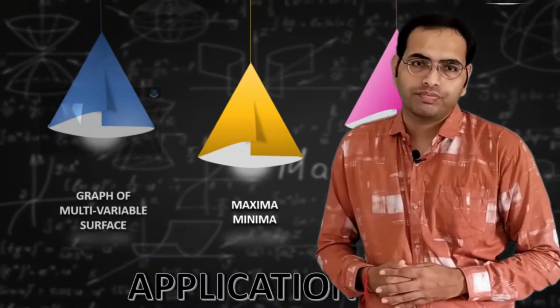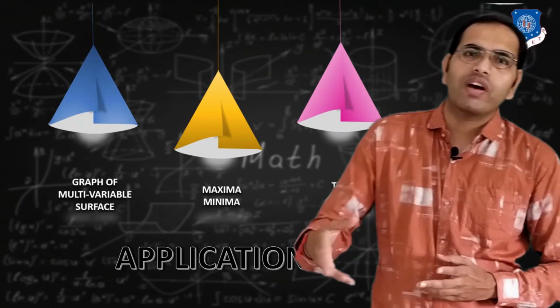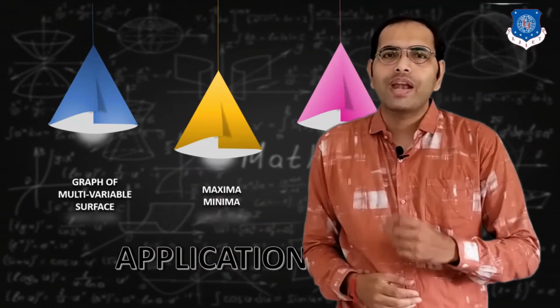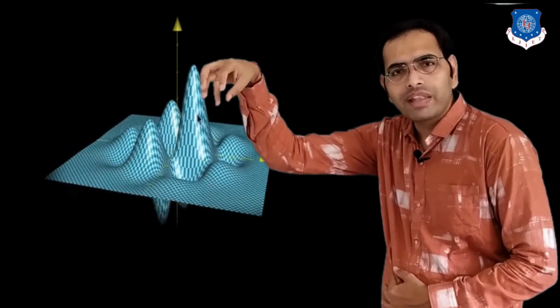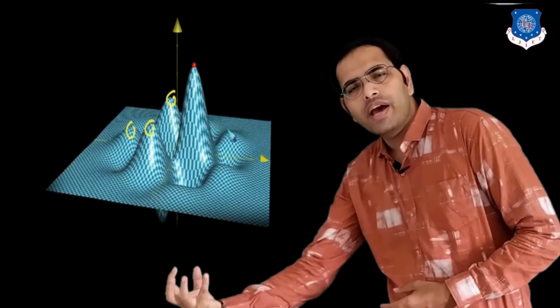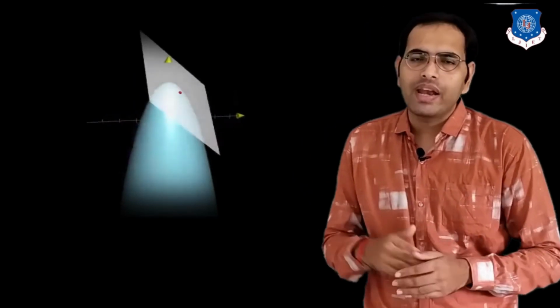In this graphical representation, this one is a 3-dimensional graph. With the help of partial differentiation, we can also find the maximum value and minimum value of the function. In this graph, the top peak indicates the maximum value and the bottom peak indicates the minimum value. We can also find the tangent plane and normal line to the surface.